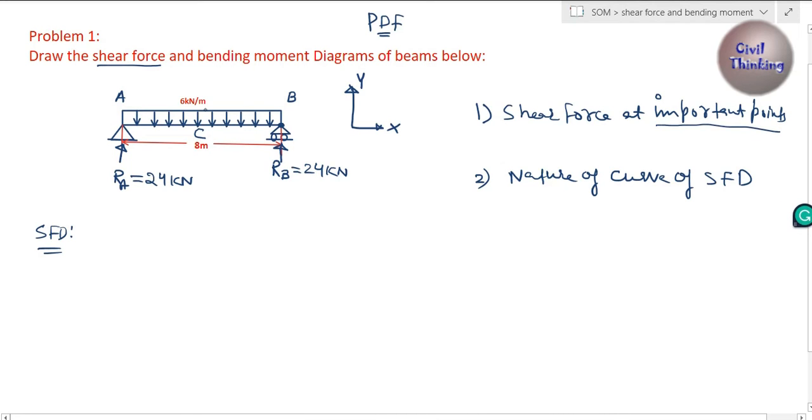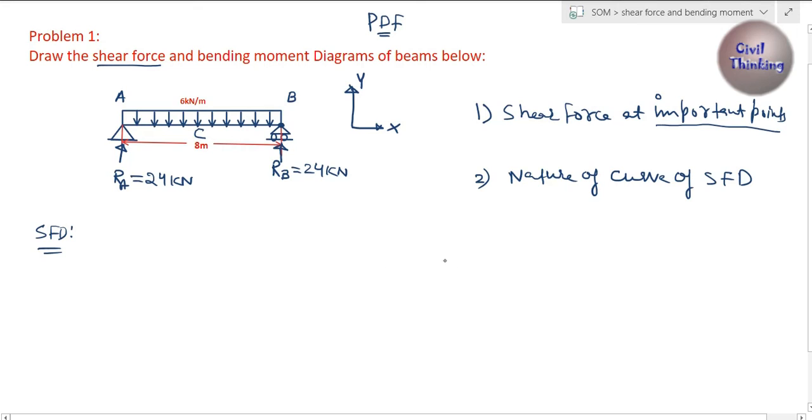Now we have A, we have C, we have B, and also we have all other points. What are important points? Generally, you should remember that the important points are the support points, the midpoint, and if there is a load at any point. For example, let's say here is a load, another load. Also, we have to find the shear force at this point. These are basically the critical points or important points.